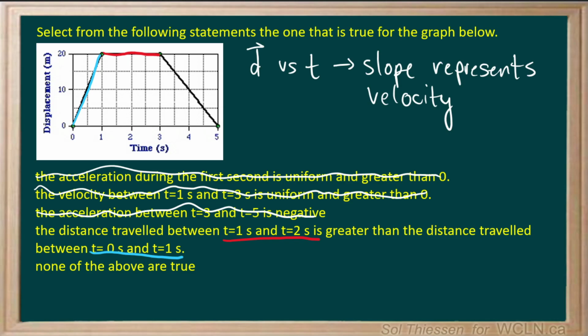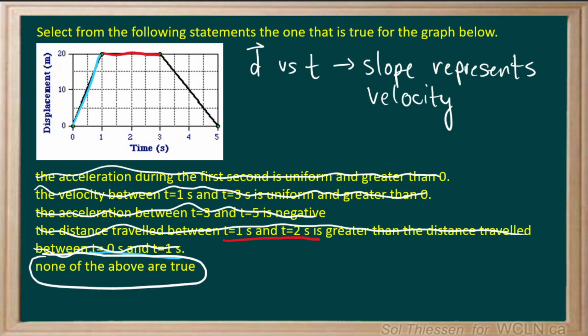So the object travels a greater distance between 0 and 1 second than it does between 1 second and 2 seconds. So this statement is also incorrect, meaning that none of the above are true. So that's the best answer for this problem.